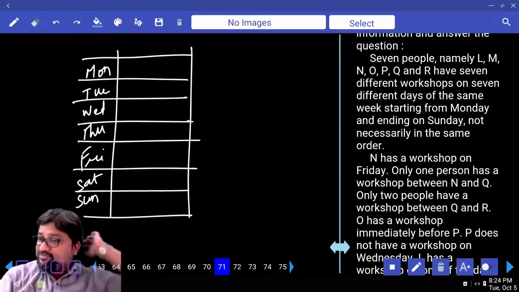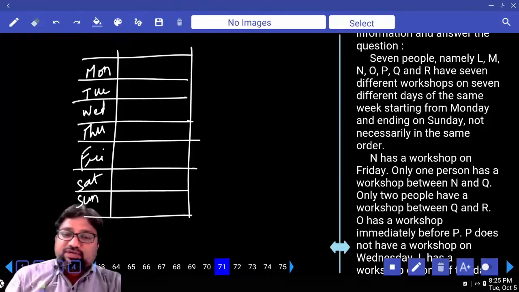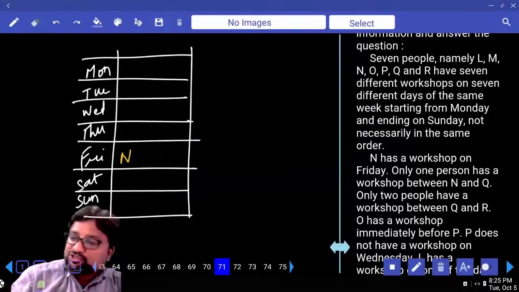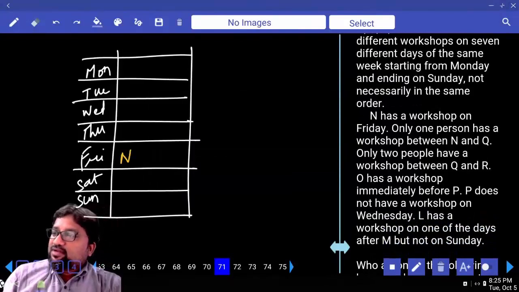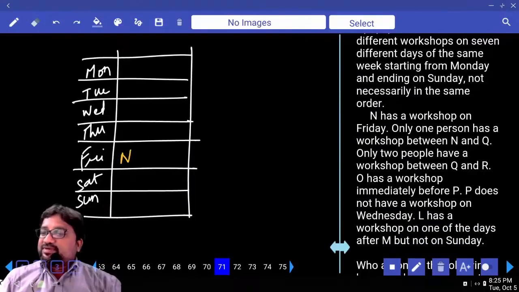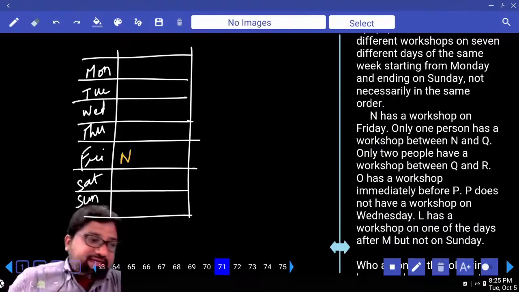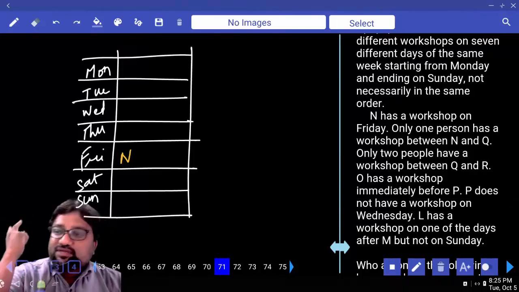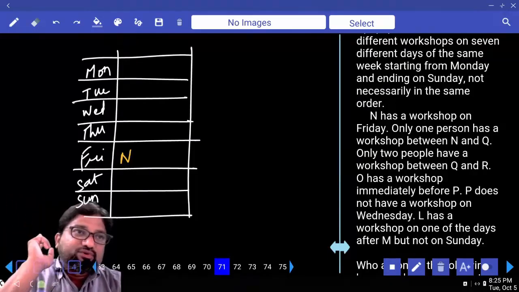Okay. What's the first point? N has a workshop on Friday. When does N have a workshop? Friday. So N has a workshop on Friday. Only one person has a workshop between N and Q. When he says only one person has a workshop between N and Q, how many possibilities? 2 possibilities. Now, will you split this question immediately into 2 cases?